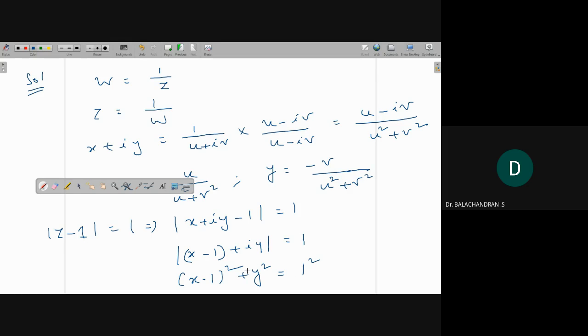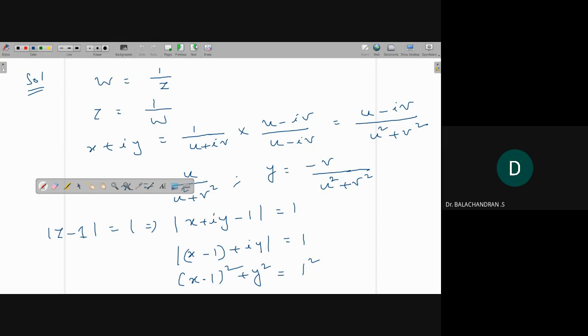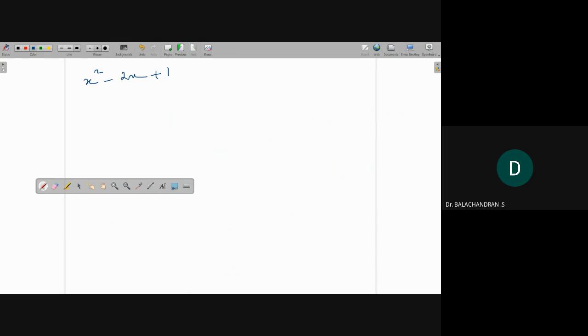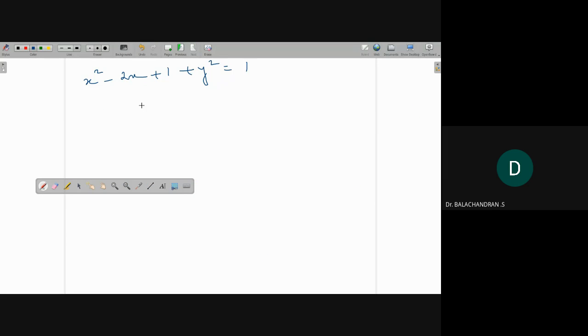Now I'm going to simplify further. x square minus 2x plus 1 plus y square equal to 1. So now it simplifies to x square plus y square minus 2x equal to 0.